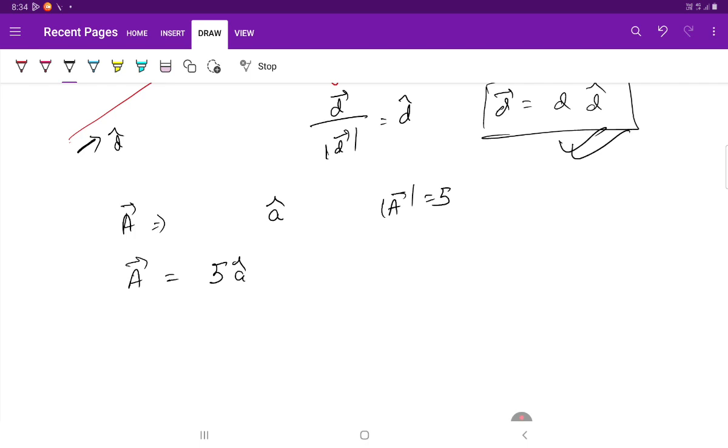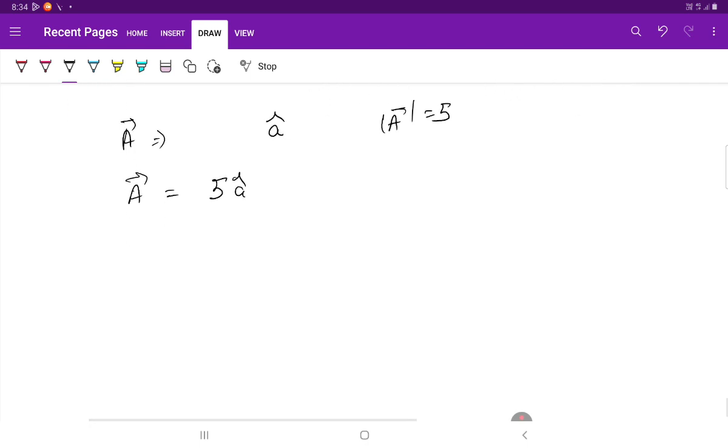If you want to define negative vectors, like minus A vector by mod A vector, it basically represents a unit vector anti-parallel to the direction of the A vector. This is minus A cap, and this minus A cap is in the opposite direction to the A vector.